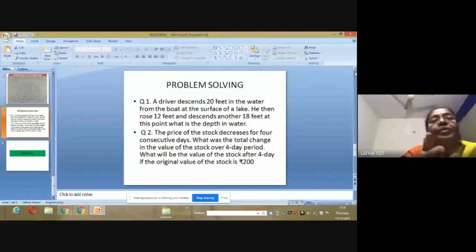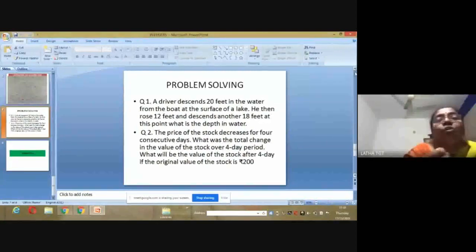So what are the signs taken for these numbers? So that we can easily explain below and above, or descend and rose, for that we will give the sign to the children before. With that, they can easily solve this type of questions.